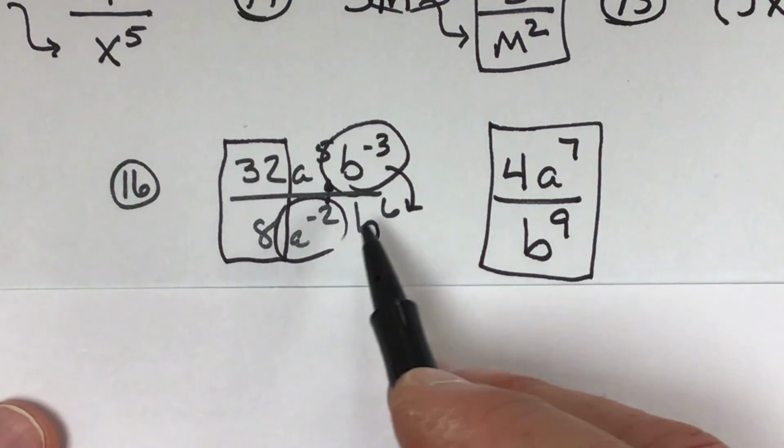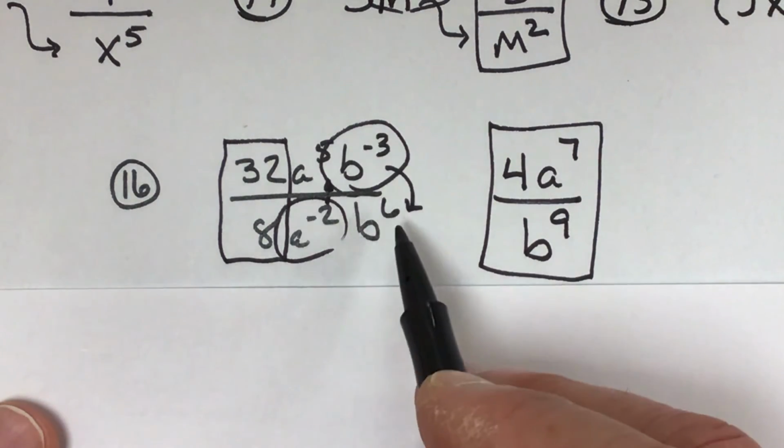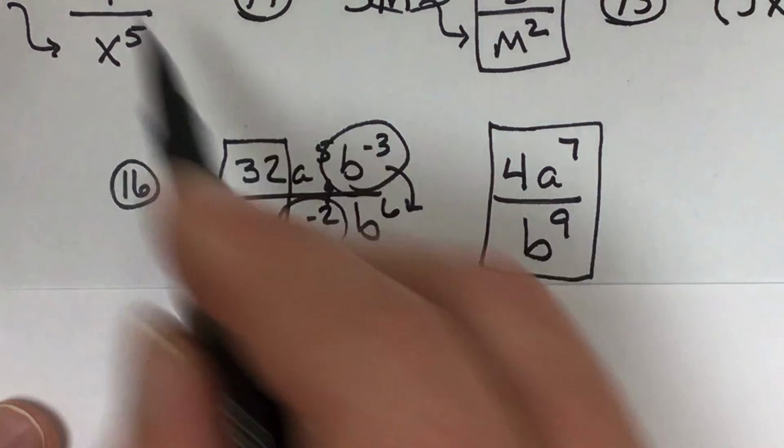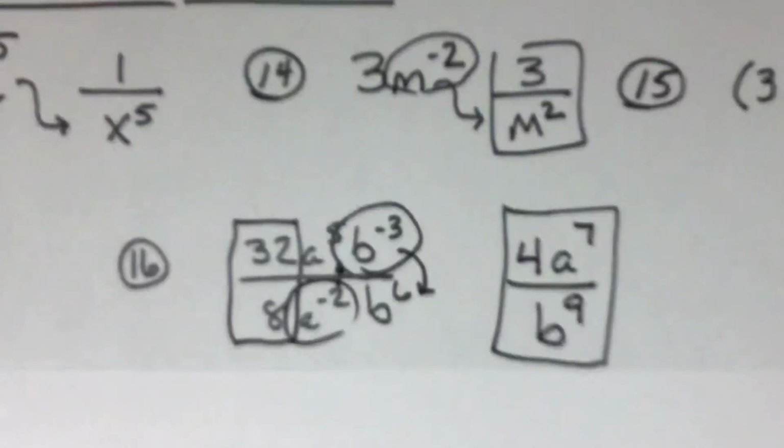So you can move things around here. If we're going to move it down here, then we would add it. All right, there you go, negative exponents. You've got to move it.